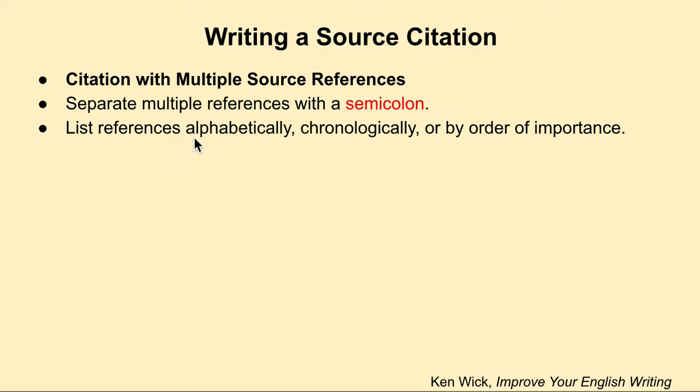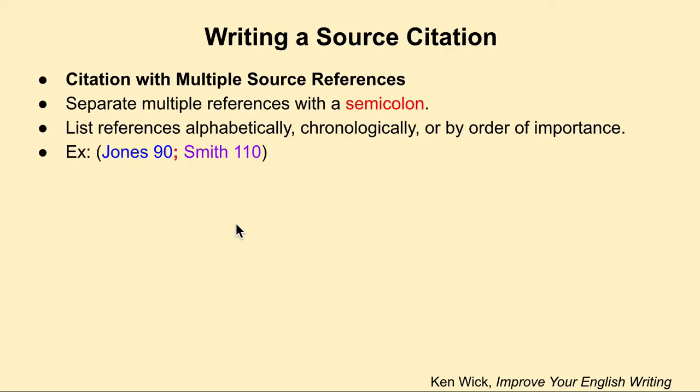And you can list the sources alphabetically, chronologically, or by order of importance. Basically, any order that you want to do. Some other style guides have a specified order, but in MLA it doesn't matter. An example: so you have 2 sources here, one in blue, one in purple. Jones 90 and Smith 10. So you're citing both sources. So you put the first source, semicolon, the second source.